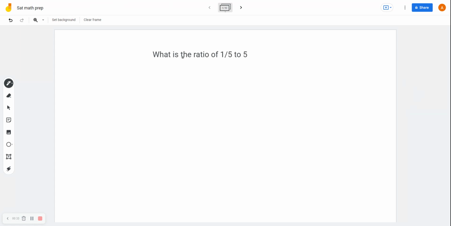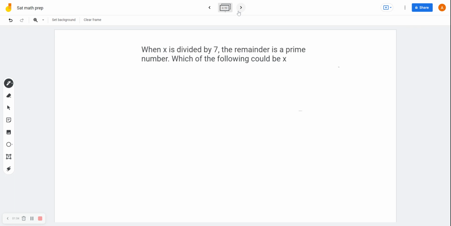So first question, what is the ratio of 1 over 5 to 5? So it would be just 1/5 divided by 5. What you would do is take the reciprocal of this. So you do times, my apologies, 1 over 5. And you just multiply across, you get 1 over 25. Boom. First one done. So next one.